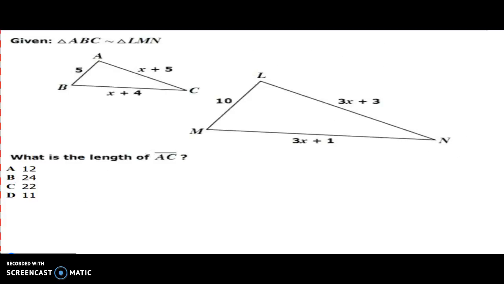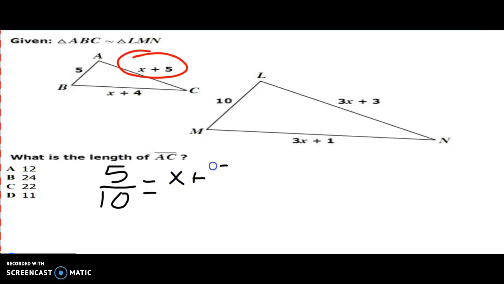They tell us ABC is similar to LMN. In looking at this, what's going to be the length from A to C? We need to figure out this length here. So we need to solve for one of them. We know AB and we know LM in both of them. So that should be our setup. 5 is to 10 as x plus 5 is to 3x plus 3.